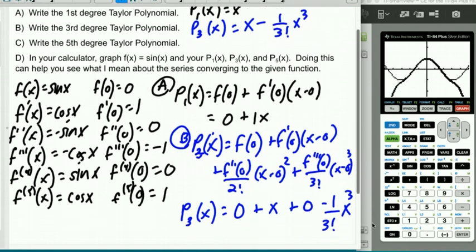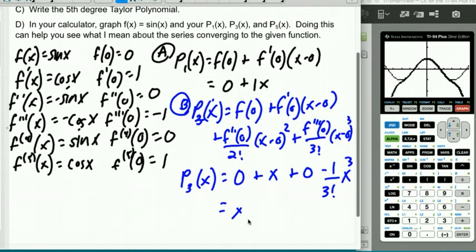Or you could write it, there's other ways you could write it. You could write this as x minus x cubed over 3 factorial, which is probably the most common option, right? Or you could write this as x minus an x cubed over 6, because that's what 3 factorial is. Any of those would be fine.